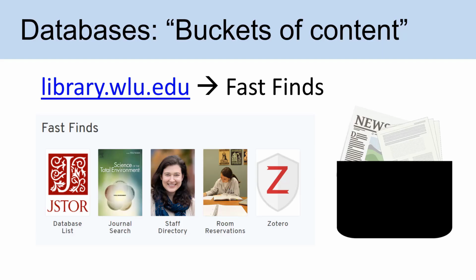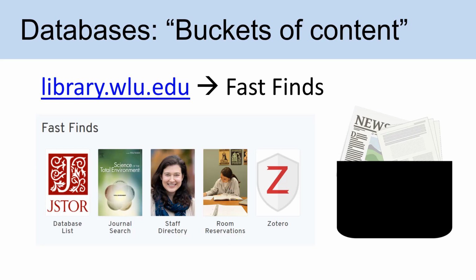Now let's talk about databases. Databases are basically just buckets of content. Each database holds different content, even though there's sometimes overlap. For example, there are general academic databases like Academic Search Complete that provide a broad selection of articles across a variety of disciplines. There are databases that focus on specific topics like Oxford African American Study Center.